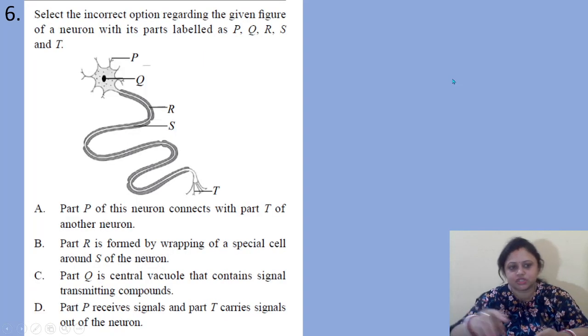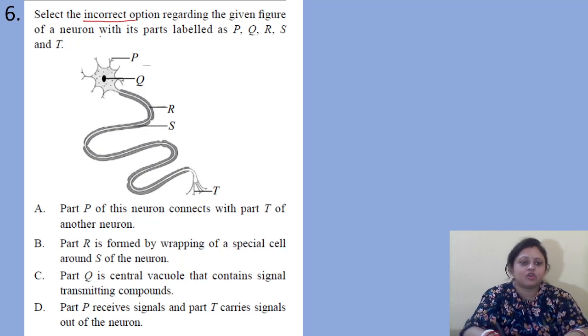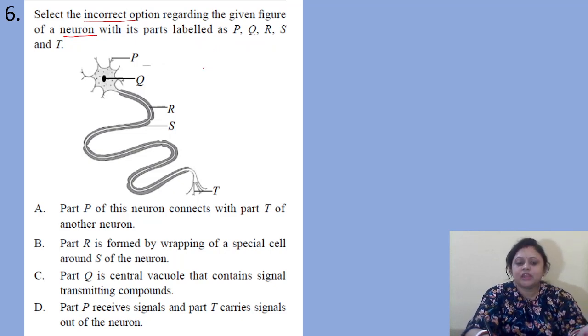Coming to the next question. Select the incorrect option regarding the given figure of a neuron with its parts labeled as P, Q, R, S and T. Options are A. Part P of this neuron connects with part T of another neuron. B. Part R is formed by wrapping of a special cell around S of the neuron. C. Part Q is the central vacuole that contains signal transmitting compounds. D. Part P receives signal and part T carries signal out of the neuron.